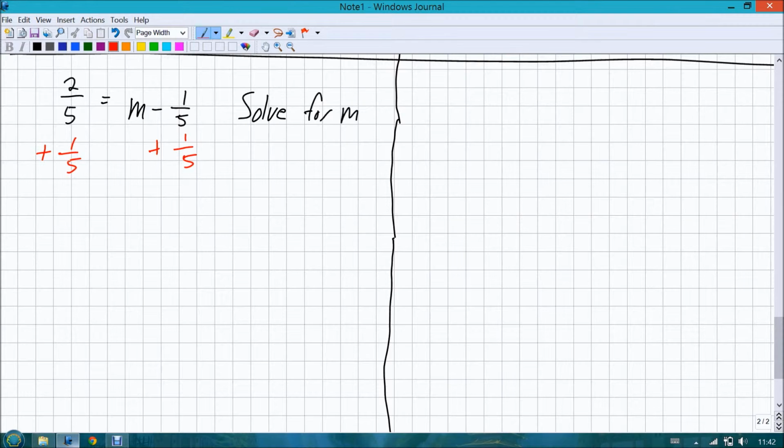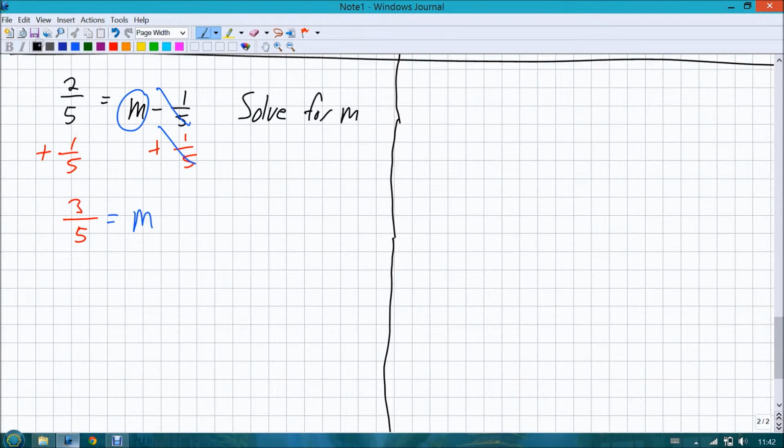And then see what I get. 2/5 plus 1/5, because the denominators are identical, I don't have to worry about changing them. I just add the numerators. So 2 plus 1 is 3, so I have 3/5 on the left. And then on the right, the minus 1/5 and the positive 1/5 cancel each other out, and we're given 0, which means that we're left with just m. So 3/5 is equal to m.